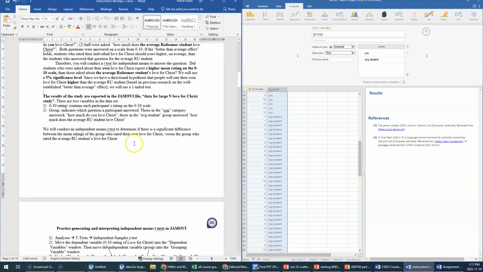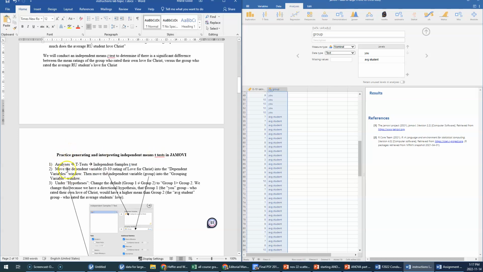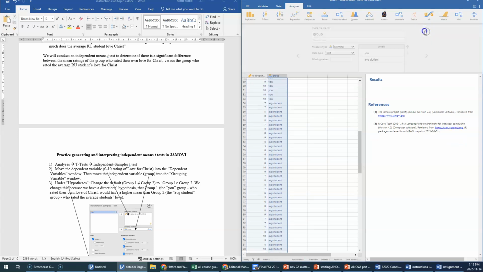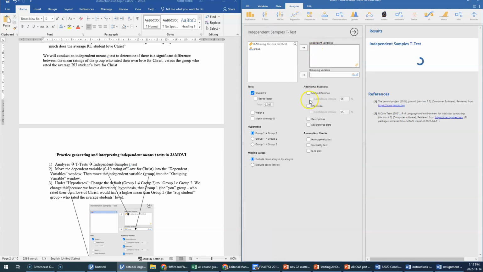So let's conduct an independent means t-test to see if there is a significant difference between those mean ratings for the U group and the average student group. How are we going to do this? Let's go to analysis. So we're in the analyses tab. We are going to go to t-test, independent samples t-test.